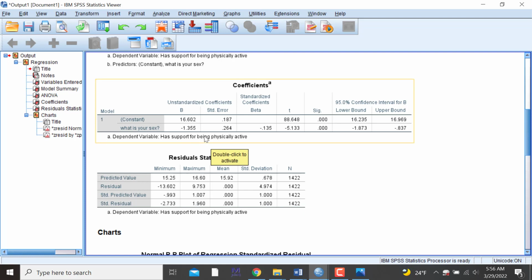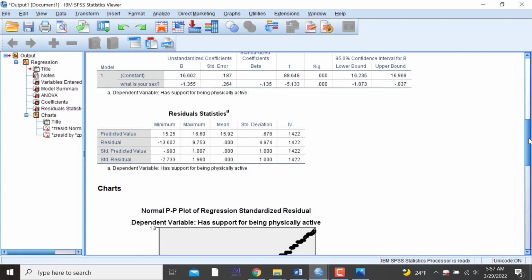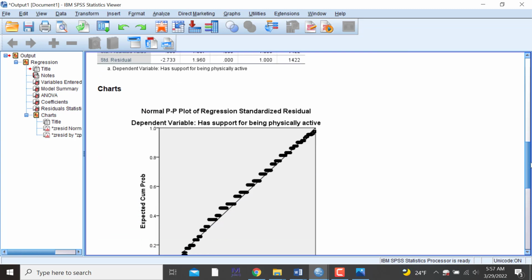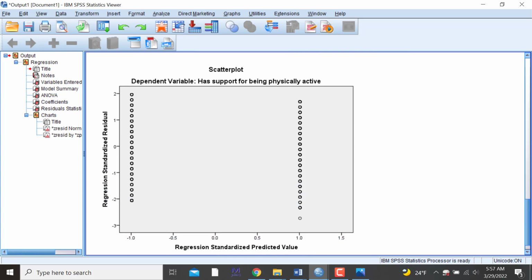Now if I wanted to interpret this as a 1 unit increase in our predictor variable, well, there's only 2 levels of our predictor variable, male or female. So male is 0, female is 1. So a 1 unit change, being female versus being male, results in a 1.355 decrease in physical activity support. In other words, females get less physical activity support than males. Here's your confidence interval. I'll talk about this standardized beta in a moment. We'll look for residuals, anything weird here. I don't really see anything weird. We have to look at each case by case.